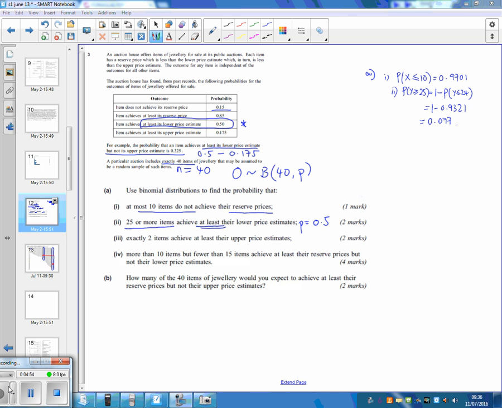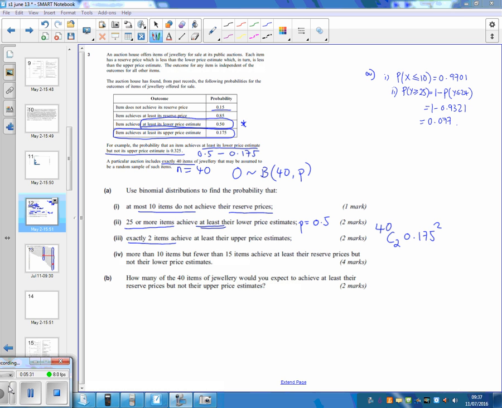Okay, part 3. Exactly 2 items achieve at least their upper price estimates. So because we're doing exactly 2, we can just plug our values into the binomial equation. So I've got n equals 40, and I want two of them. And I want them to achieve at least their upper price estimate. So if I go back to the table that I originally had, item achieves at least its upper price estimate, 0.175. So I want two of those, 0.175 to the power of 2.